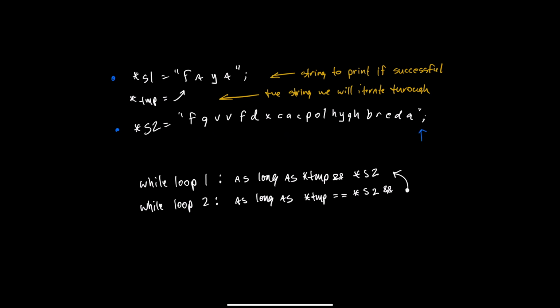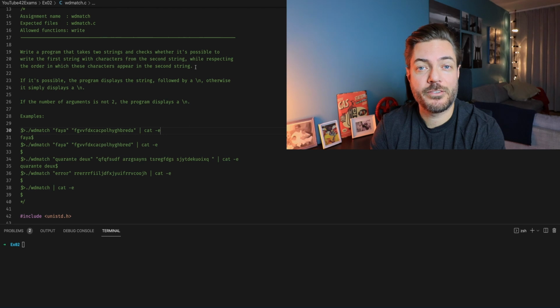Once we finally reach the end of this S2, we need to find out how we can do a check on TMP to see if we can actually print S1. If this succeeds, TMP will be resting down here where there's no more characters and it'll be at the null terminating value. So we can just check to see if TMP actually exists. If not TMP, then print S1. So let's go ahead and code this out. I hope that cleared things up a little bit for you.